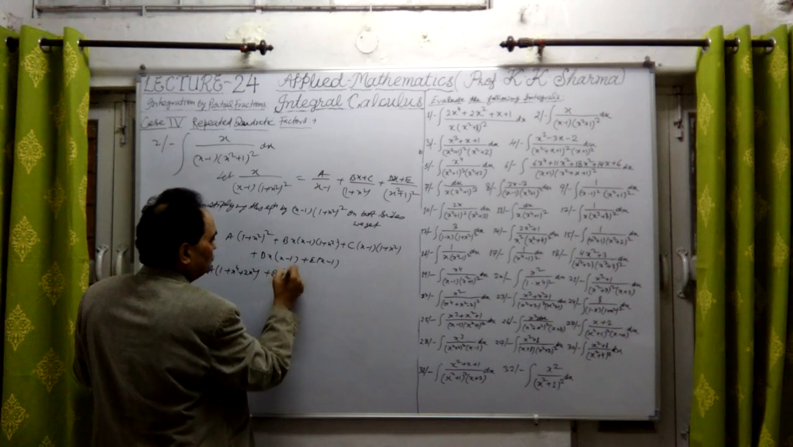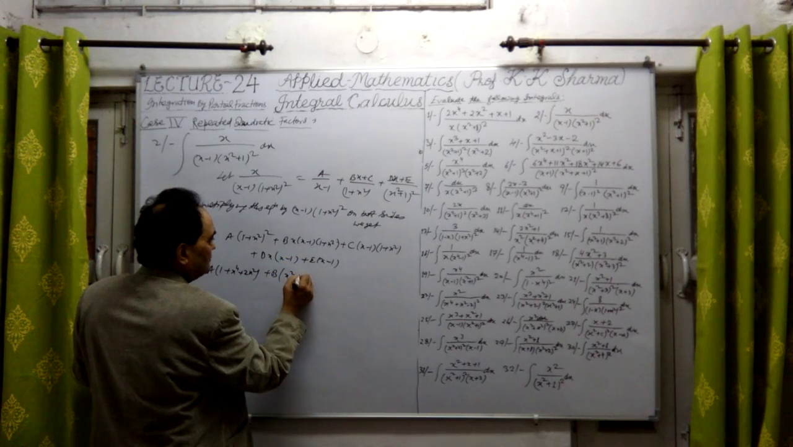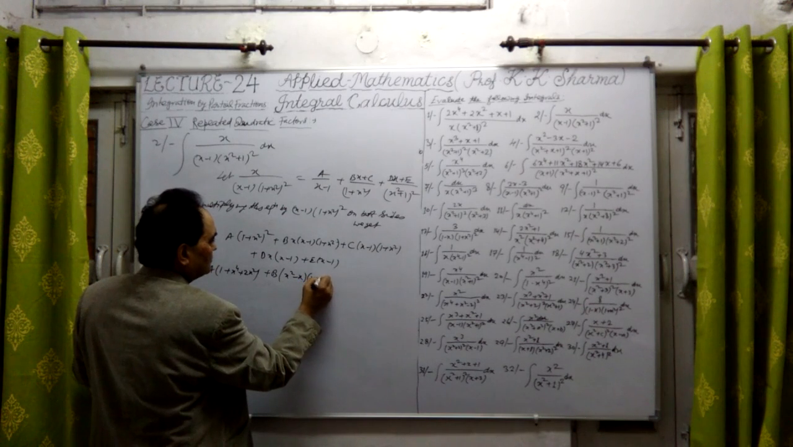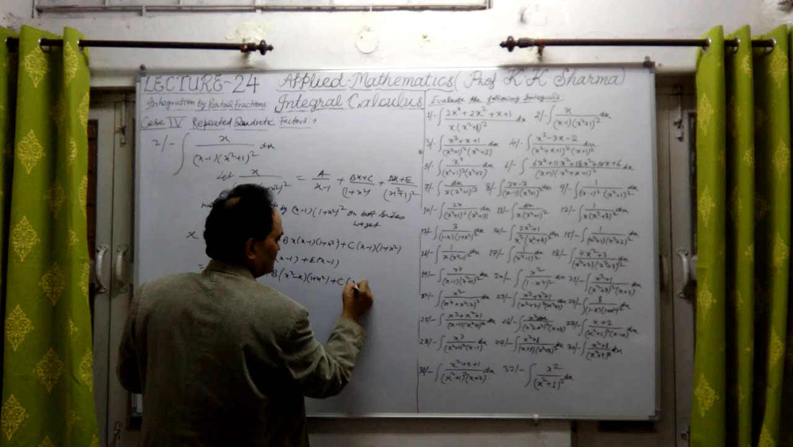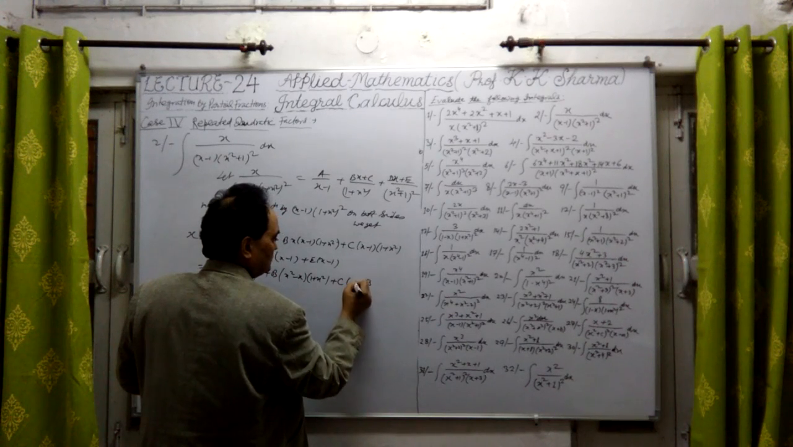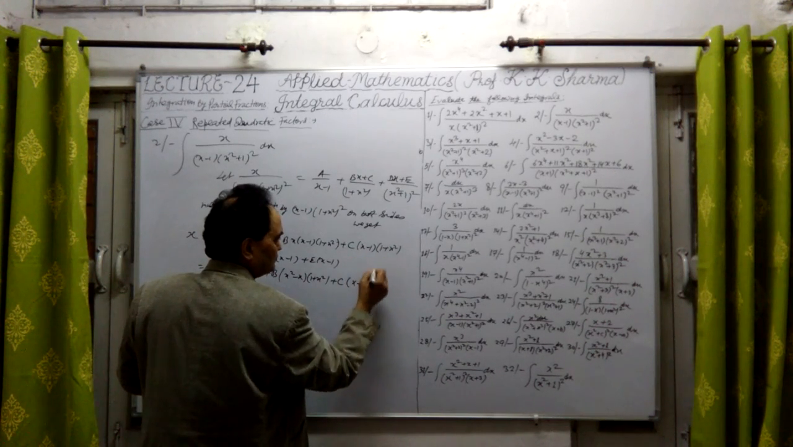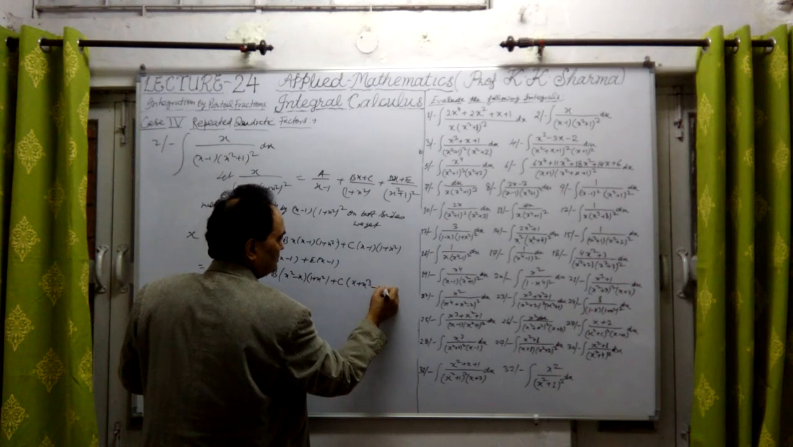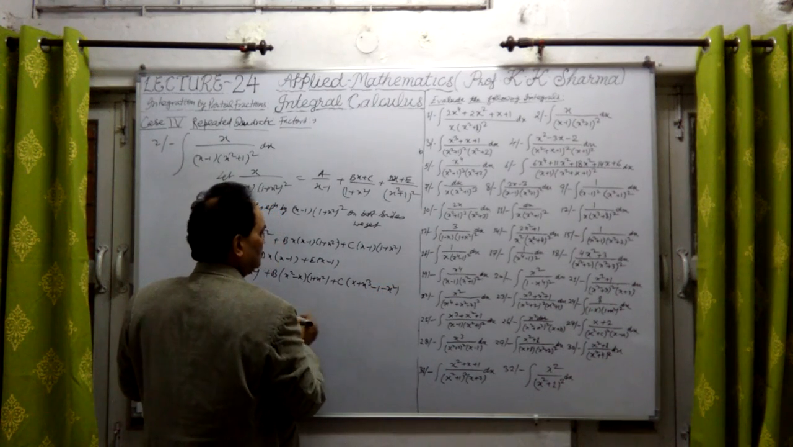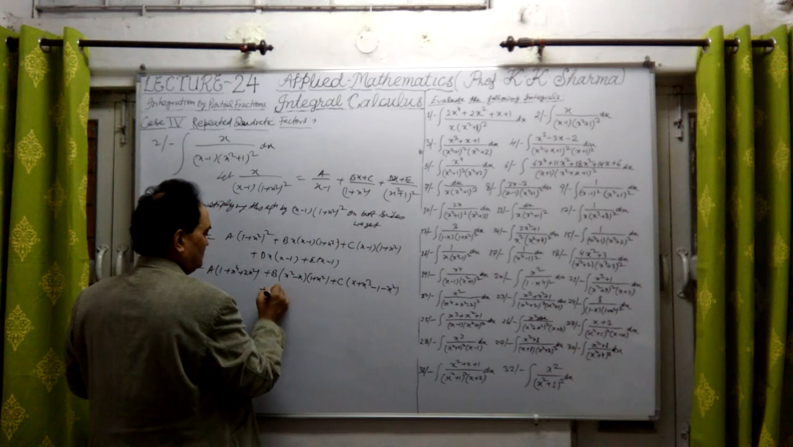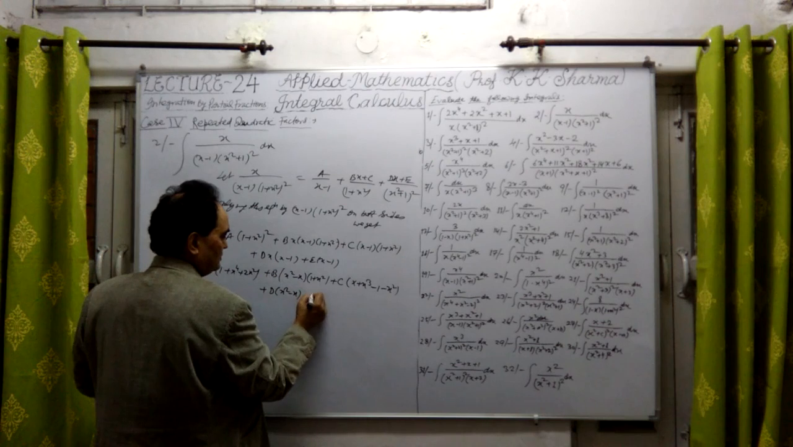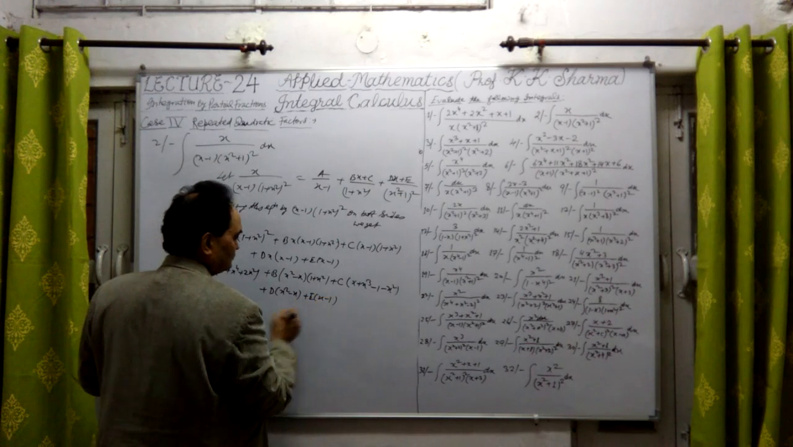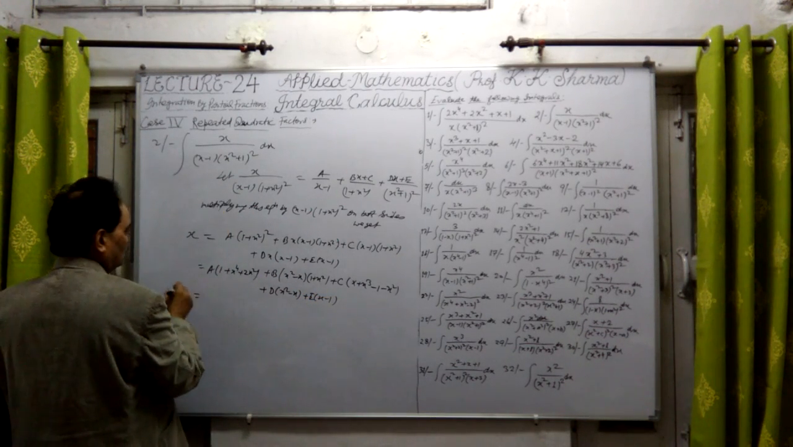plus b into this is x square minus x into 1 plus x square, plus c into this is x plus x cube. First multiplying by x, then by minus 1 is minus 1 here, minus x square here, is a plus d into x square minus x, this one, plus e into x minus 1 more times.